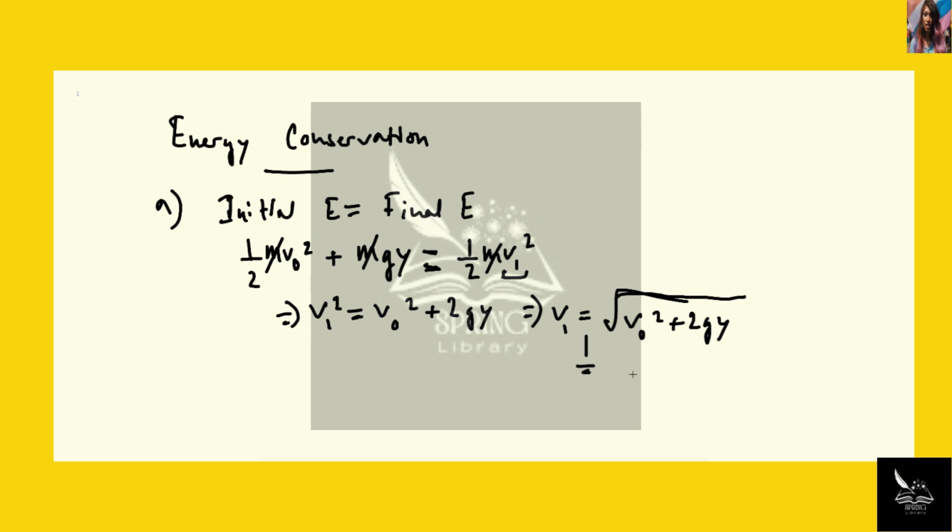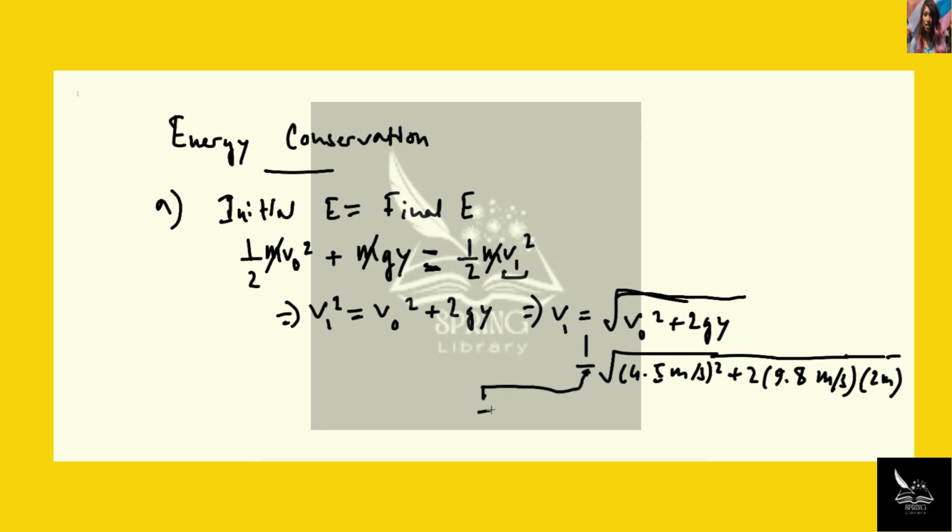Okay, and so v naught squared is 4.5 meters per second, quantity squared, plus 2g, where g is 9.8 meters per second squared, and y is 2 meters. That's where he jumps from, and so this comes out to be 7.7 meters per second. That's v1.